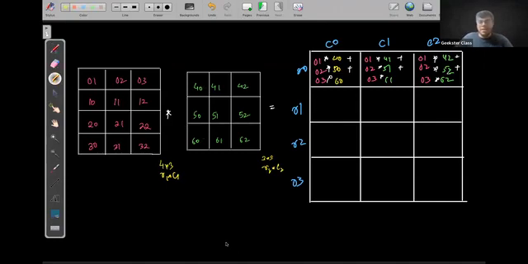Now you have to tell me. Those who want to tell me the answer for R1, C0 can unmute and answer. I have allowed everyone to unmute. What will be the resultant of R1, C0?